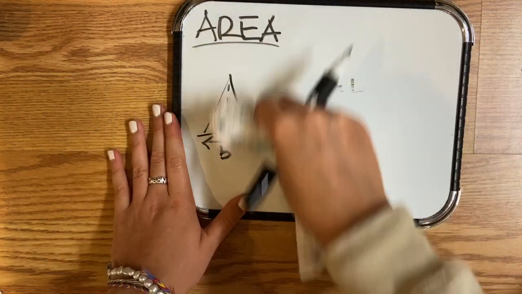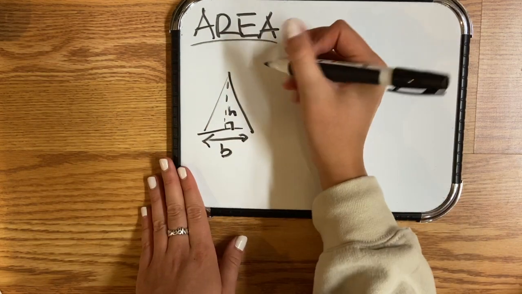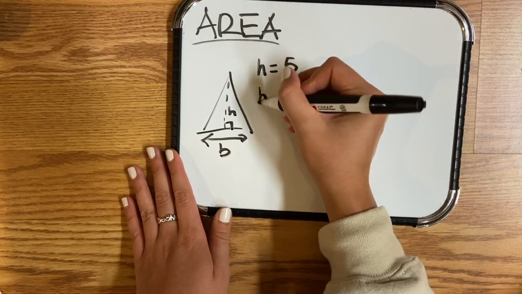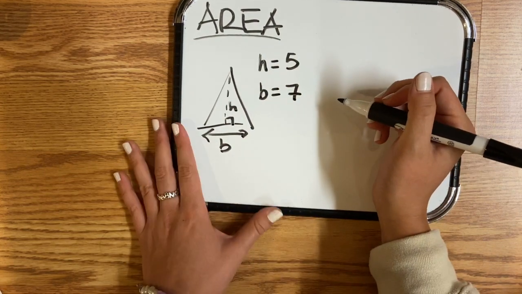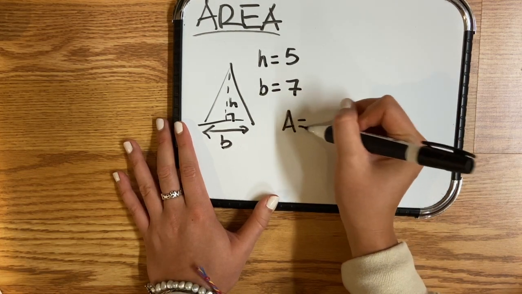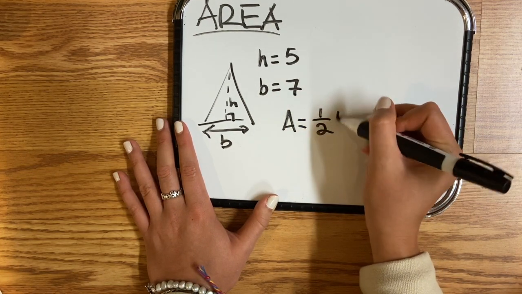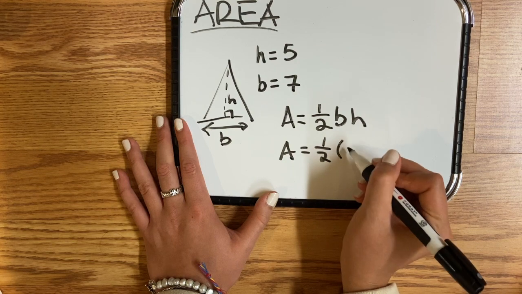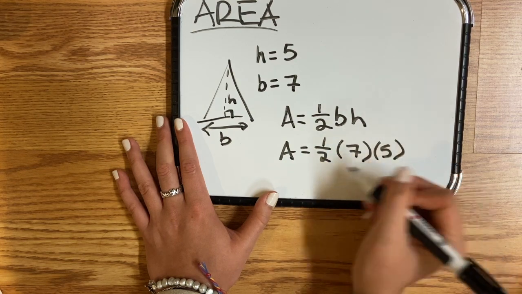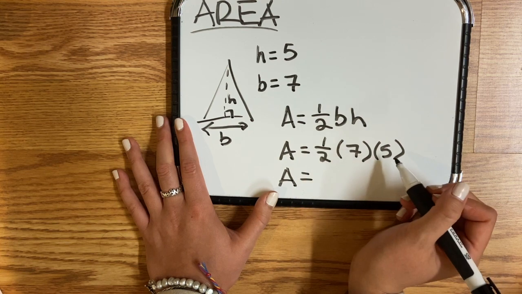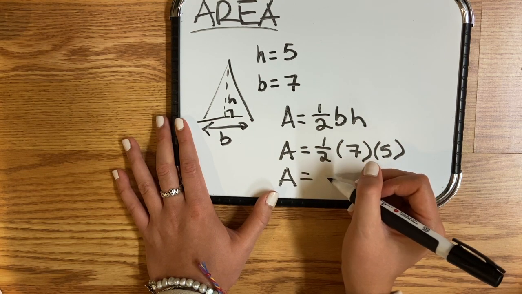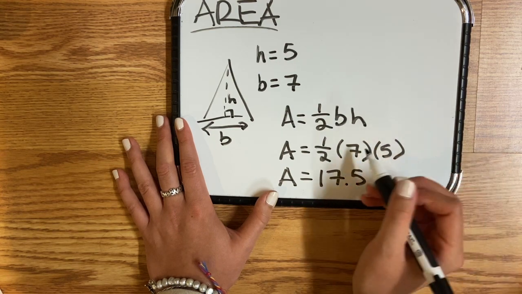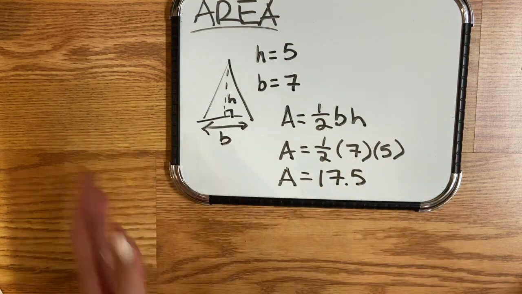Let's try a little practice one, shall we? Let's say in this problem the height is 5 and the base is 7. Well, we know our area equation is 1/2 base times height. So that would be 1/2 times 7 times 5. And that area will actually be an awkward number. It'll be 17.5, my bad. Because 35 divided by 2 is 17.5.